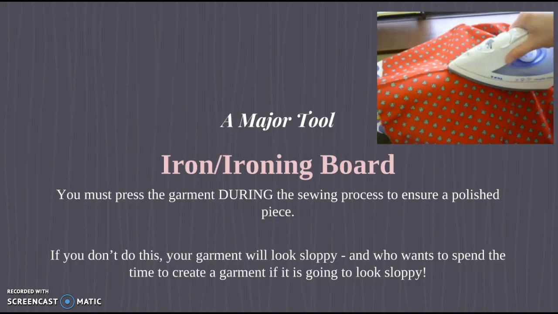Another thing that you need is an ironing board and an iron. You have to press the garment during the sewing process to make sure you have a polished piece. If you don't press it, it's going to look Mickey Mouse. You don't want something that looks unfashionable and unprofessional. If you use a good clean iron and an ironing board, you can press down your seams and it won't look sloppy. We're going to talk a little bit about this later.